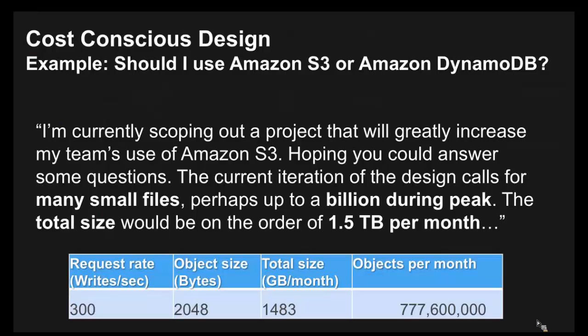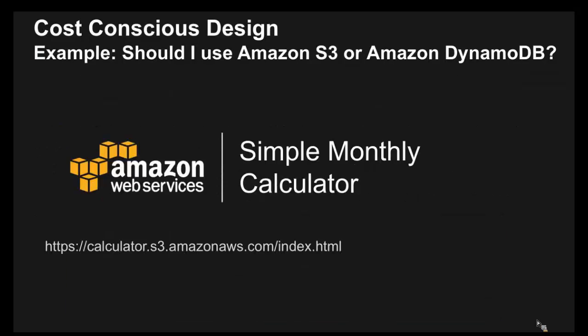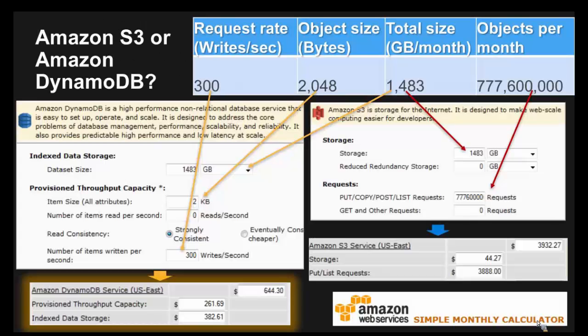Now, what is the tool that you should use for it? If this is a live audience, I would ask you to lift your hand on whether S3 or DynamoDB. It turns out some people say it's S3, some people say DynamoDB. So what I often do, I don't know how many of you have looked at the Simple Calculator. It comes in very handy in situations like this. For example, if you plug those numbers into the Simple Calculator, it turns out in this case DynamoDB is going to cost $644 versus S3, which is going to cost $3,932.